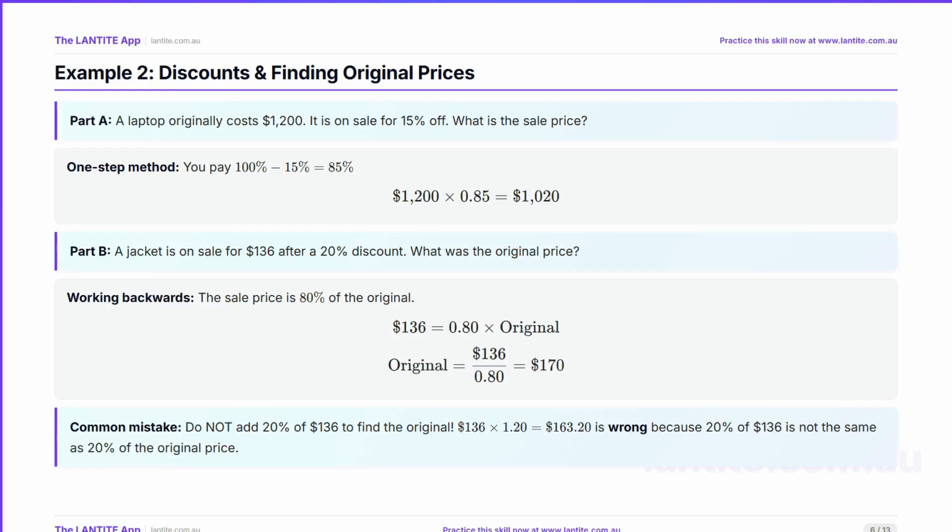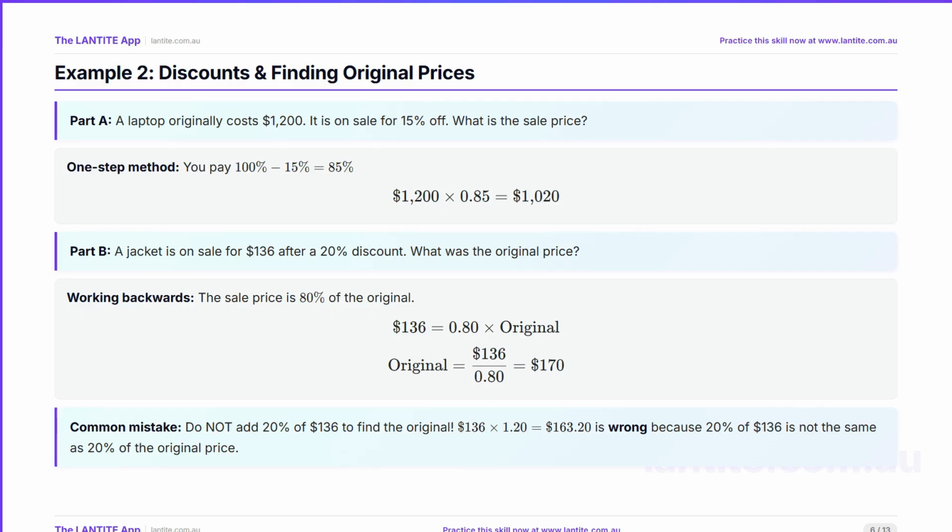Part A, a laptop costs $1,200 and is 15% off. Using the one-step method, you pay 85%, so multiply 1,200 by 0.85 to get $1,020. Part B is trickier, working backwards. A jacket is on sale for $136 after a 20% discount. That means $136 is 80% of the original. So divide 136 by 0.8 to get $170.